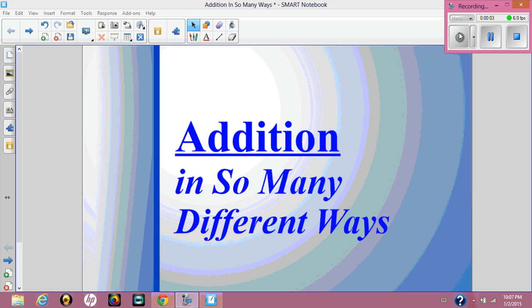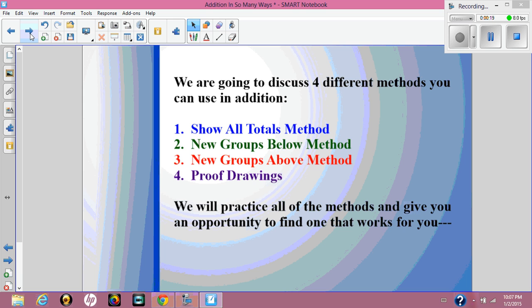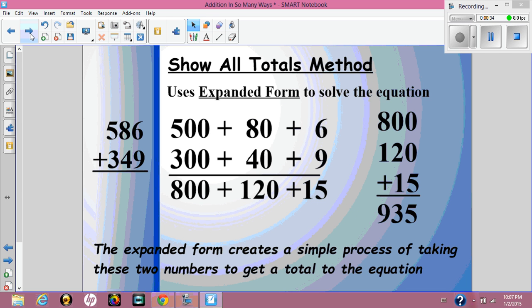Welcome to addition in so many different ways. Addition is not new to you, and it will be a review in so many ways, but we're going to talk about 4 methods that you can use to solve addition equations. We are going to look at show all totals method, the new groups below method, the new groups above method, and proof drawings. Let's just jump right in and look at our show all totals method.